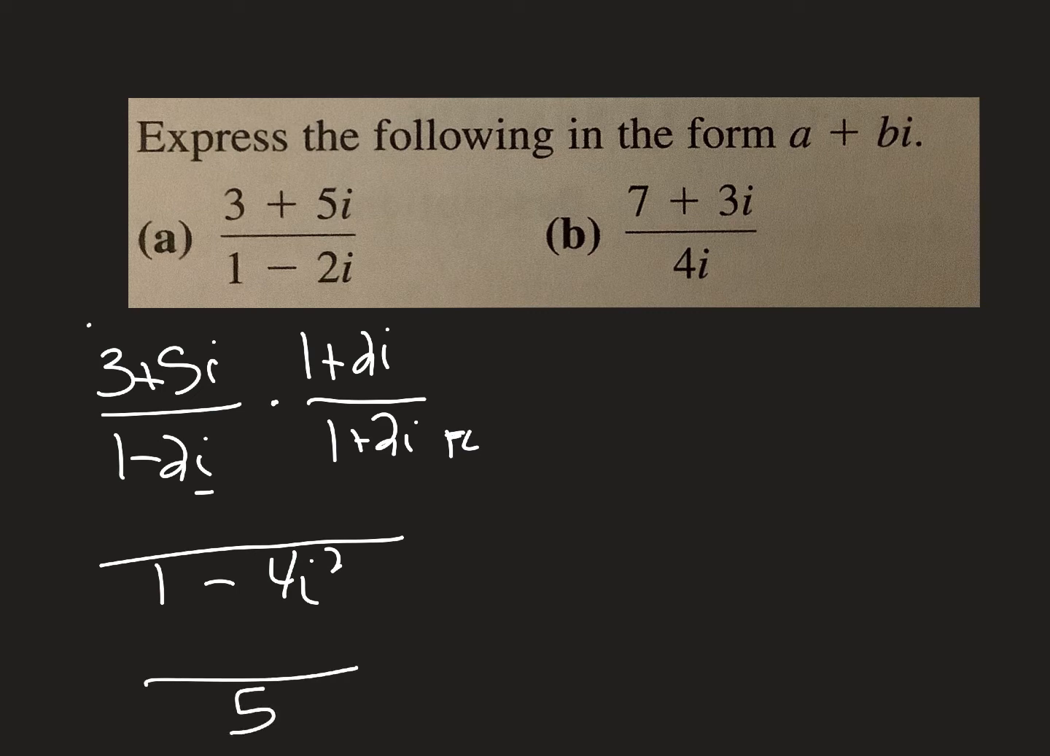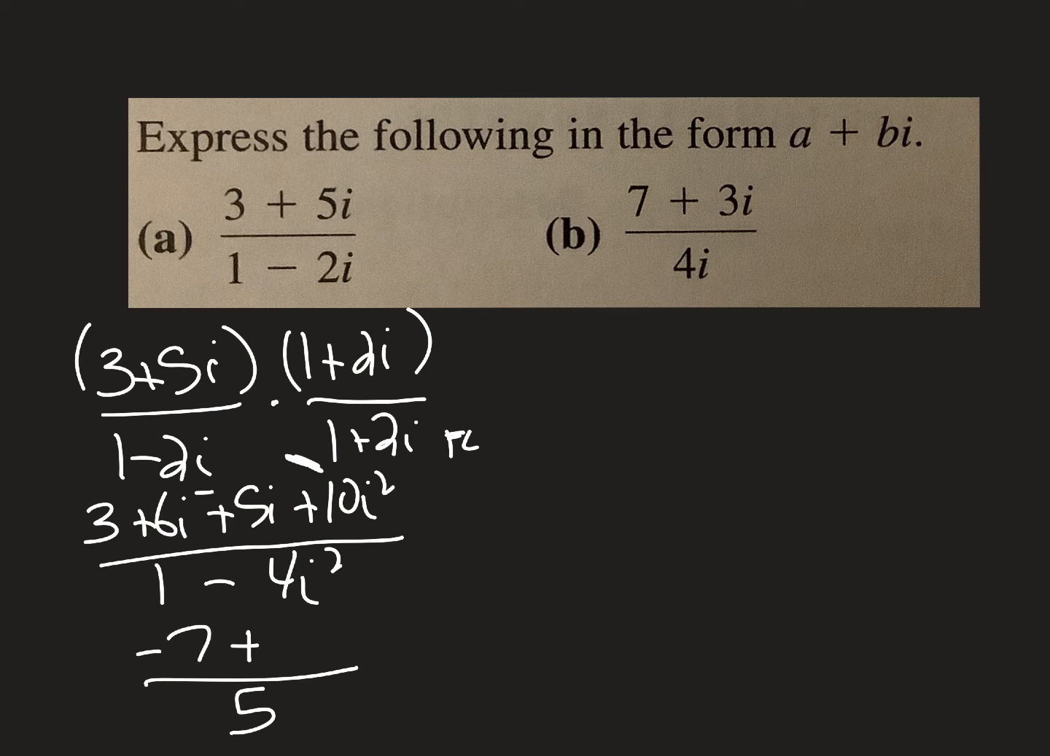That's your denominator. My numerator, I'm just going to do FOIL. Do first, outer, inner, and last. And there's that i squared again. Remember what i squared is? That changes the positive 10 to -10. I'm going to add that to the 3 in the front. 3 minus 10 is -7. And I have a 6i and a 5i. That's 11i. Okay, so that's how the division works. It's just multiplying by the conjugate.